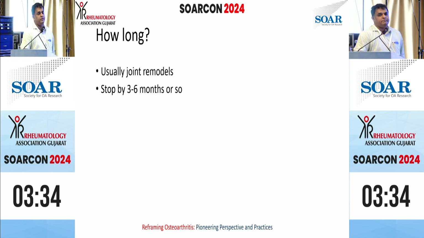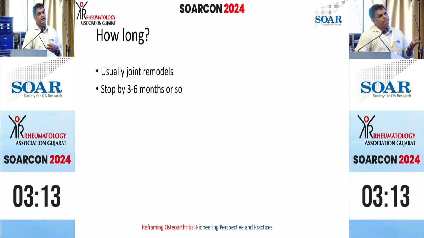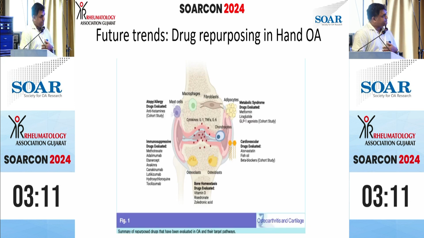So how long to treat? Usually in hand osteoarthritis, what we find is that there is a phase of inflammation. Inflammation triggers remodeling, and this cycle of inflammation and remodeling finally comes to an equilibrium, and when the joint has sufficiently remodeled, the disease stops progressing. So very often we are able to stop treatment by about 3 to 6 months or so, and some patients do relapse after that, in which case it can be restarted.